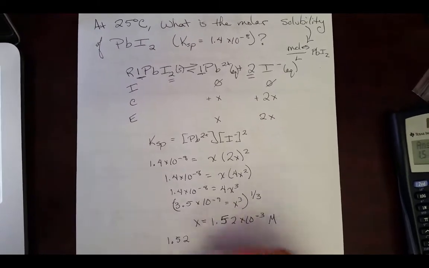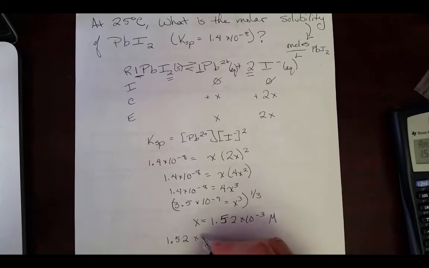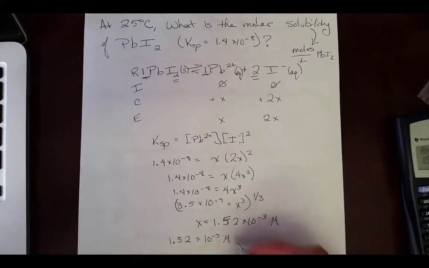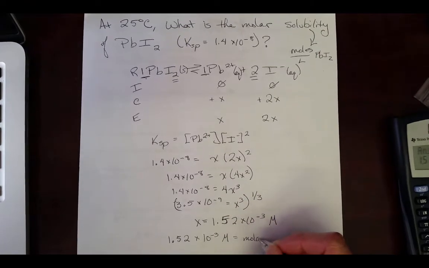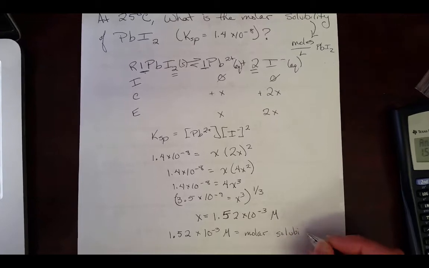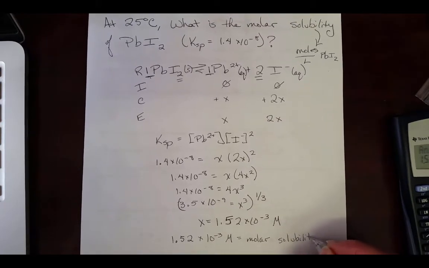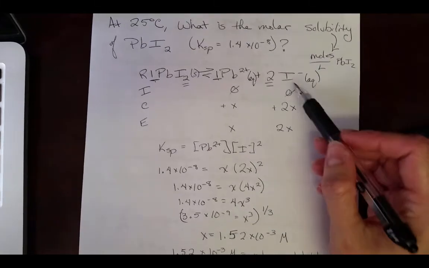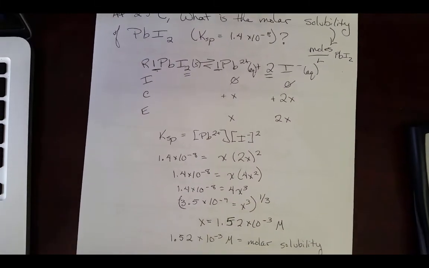So your molar solubility is 1.52 times 10 to the negative 3 molar. That also happens to be the concentration of lead iodide in solution. And if you actually wanted to go back, if the question asks you, for example, for your iodide concentration, you could go back and look at your iodide concentration instead.